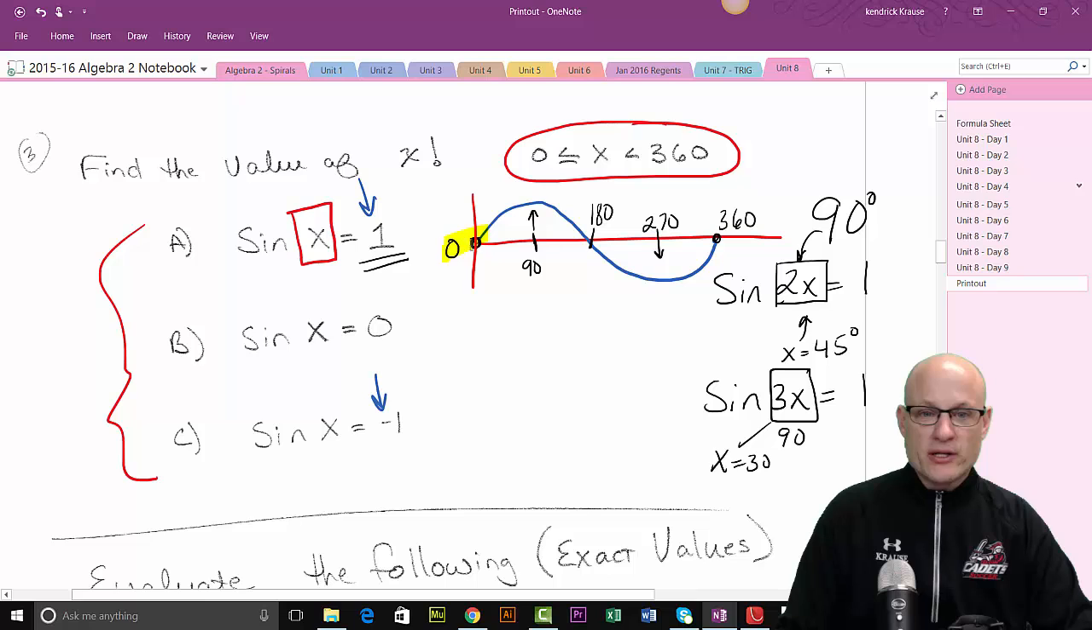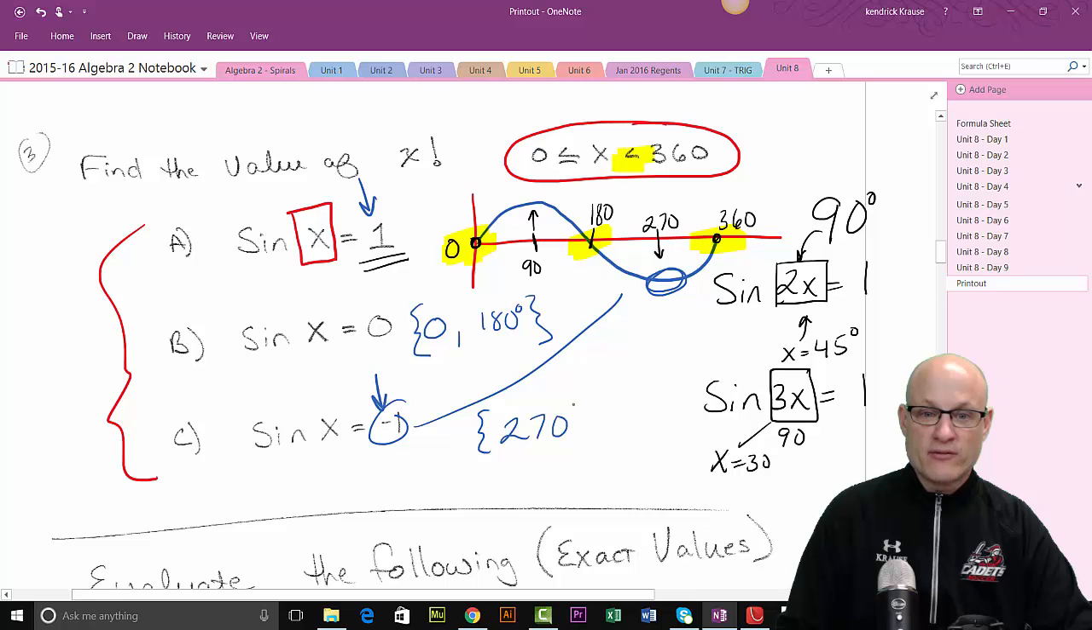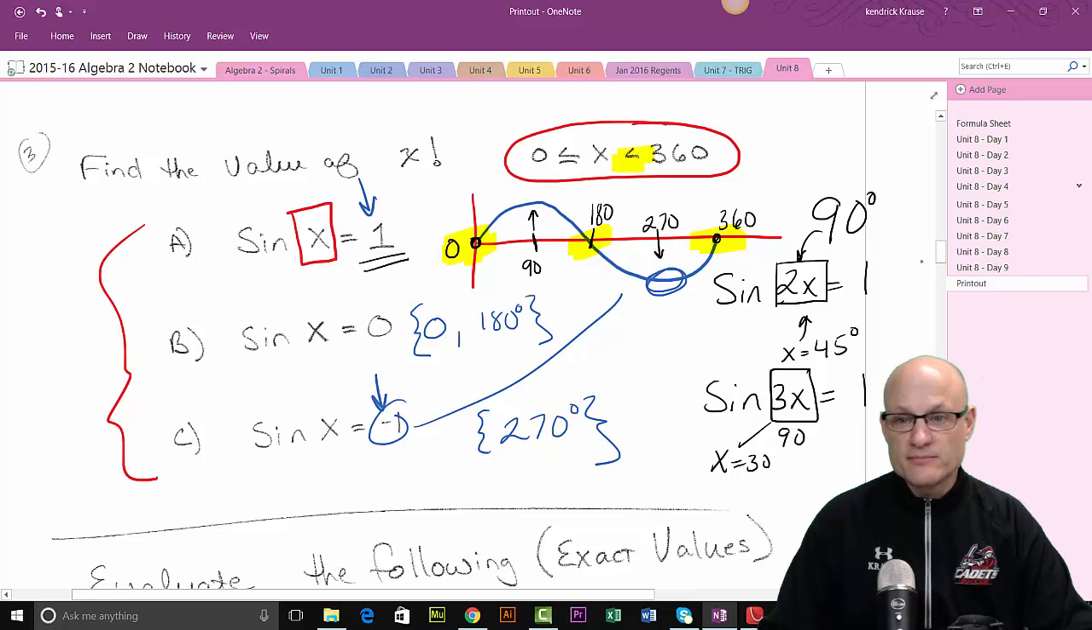Where does it equal 0? It equals 0 here. It equals 0 here. And it equals 0 here. But because I don't have equal to, my two answers for this one are 0 and 180 degrees. And then how many times does it equal negative 1? Well, it only equals negative 1 right here, and that would be at 270 degrees. That's it. Done with those.